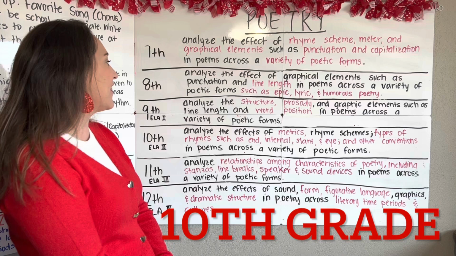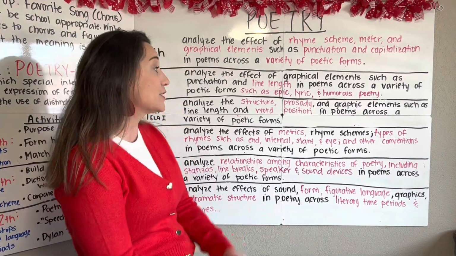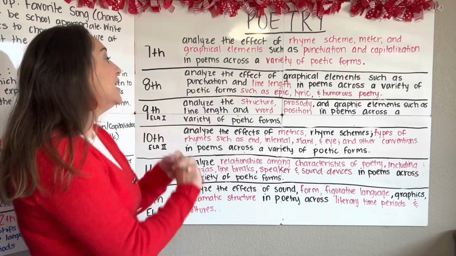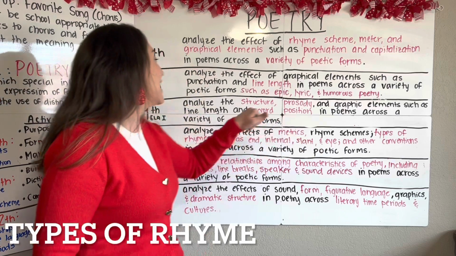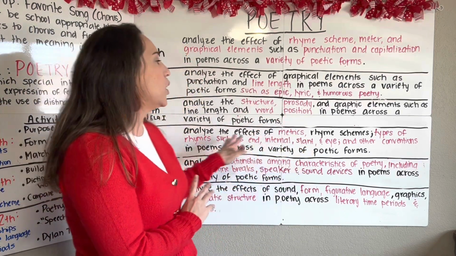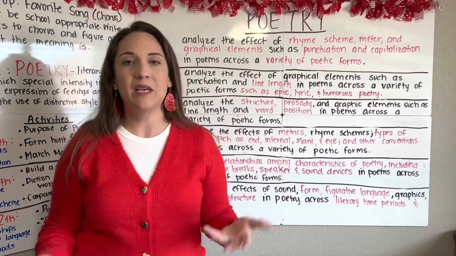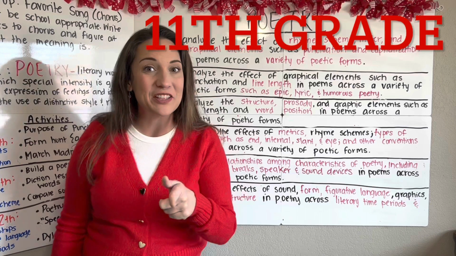Moving on to 10th grade. 10th grade says, analyze the effects of metrics, rhyme schemes, types of rhymes such as end, internal, slant, and I, and other conventions in poems across a variety of poetic forms. Be looking at the metrics of these poems as well as the types of rhyme and give some kind of lesson front-loading all of these different types of rhyme conventions that poets can use in their poetry. Moving on to 11th grade.